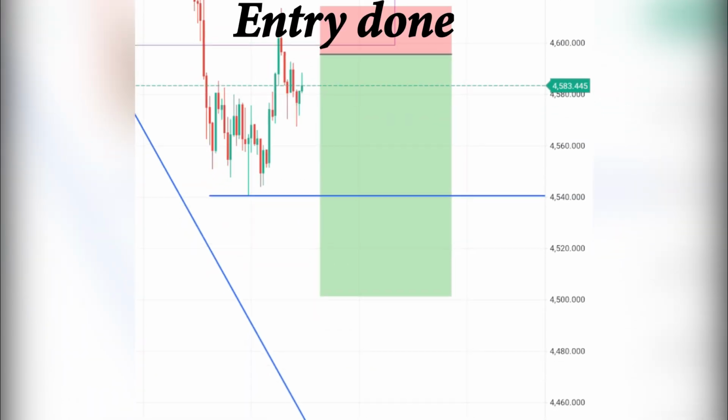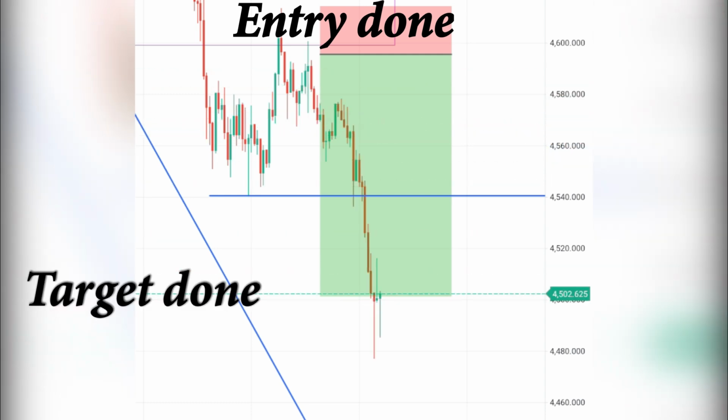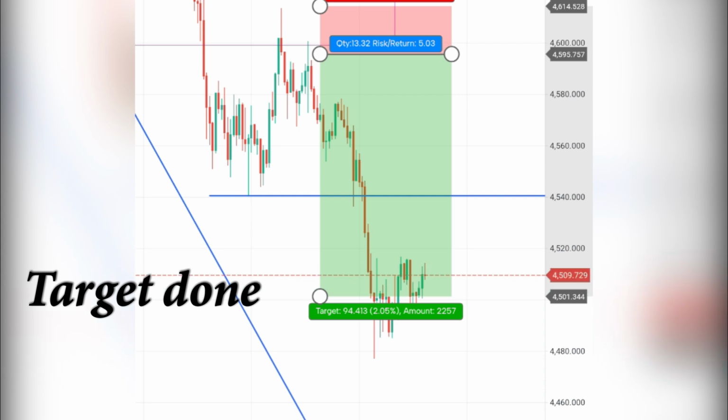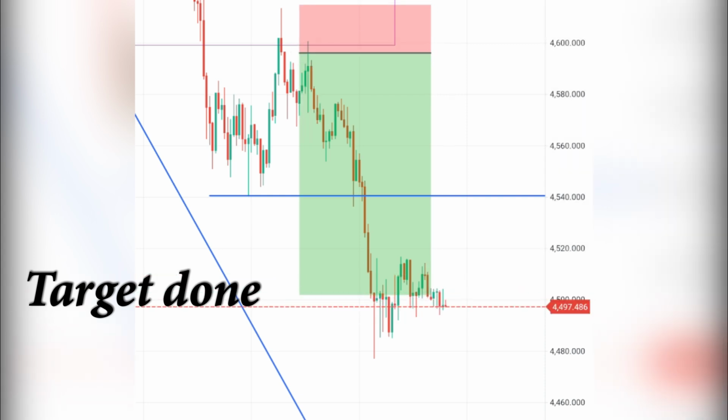Now here gold tapped our limit order, and our entry was executed. Now gold hit our first target, and then here is the second target.